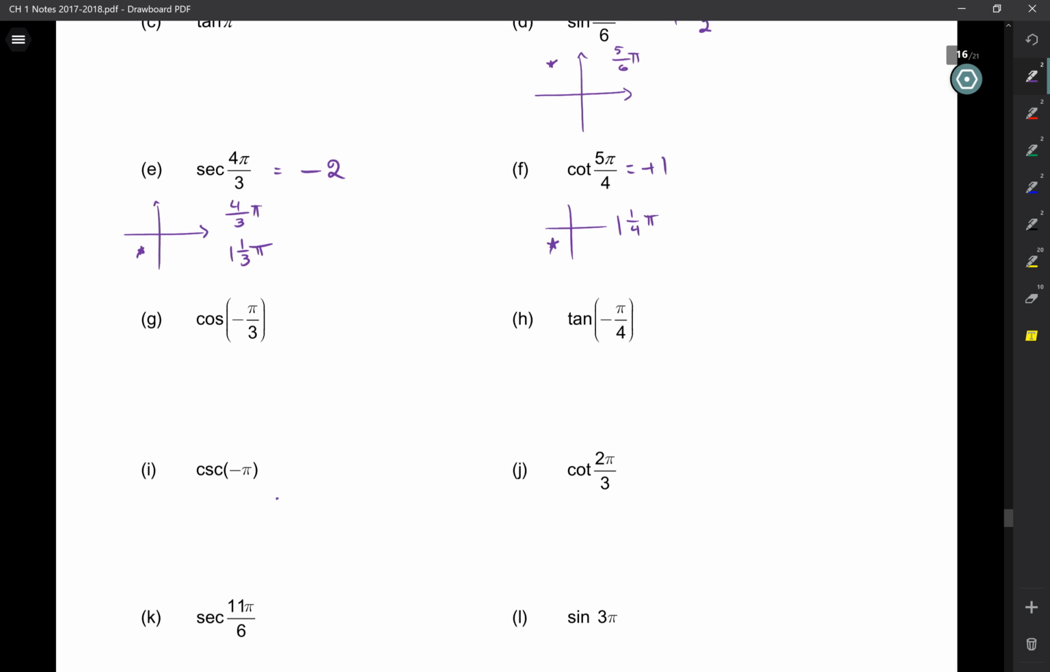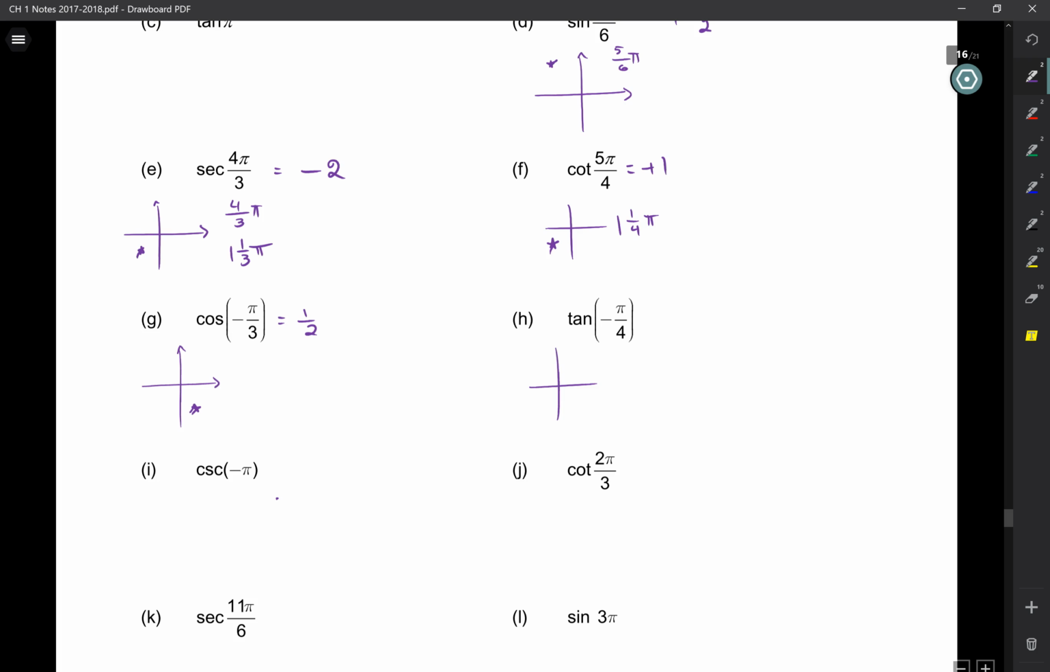Okay, so which quadrant is that in? Fourth quadrant, so cosine is positive. Now, if it's pi over 3, it faces the long side, root 3 over 2, that's the sine. This is the cosine, horizontal, 1/2.